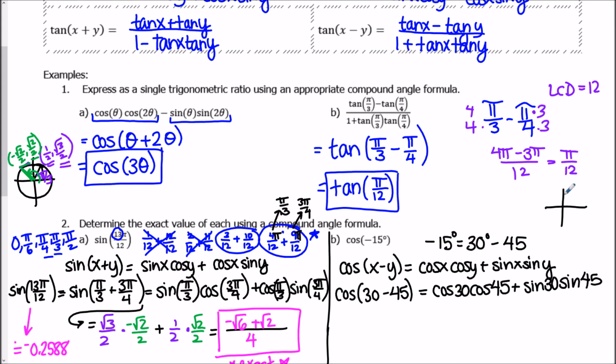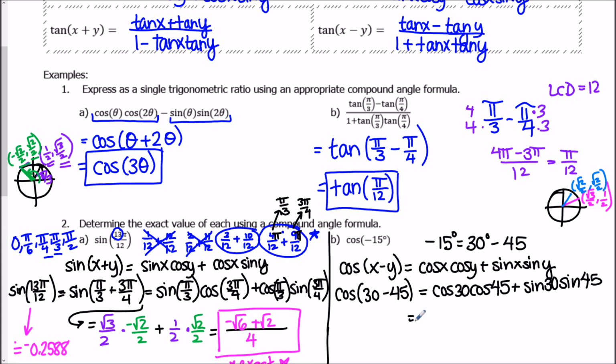So I'm going to go into my unit circle, and I'm going to draw in my 30-degree angle, and I know at my 30-degree angle, my coordinate is root 3 over 2, 1/2, and then I'm going to draw in my 45-degree angle, and I know at 45 degrees my coordinate is root 2 over 2, root 2 over 2. So I'm going to plug in that information right here.